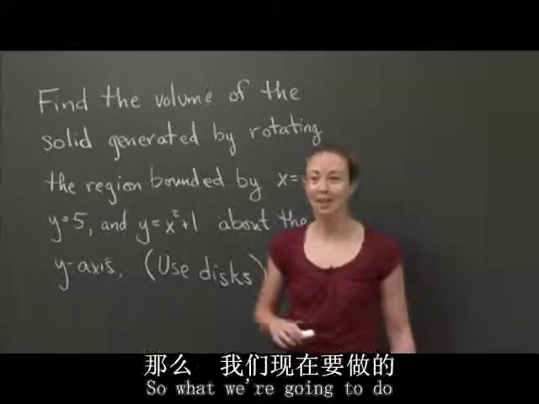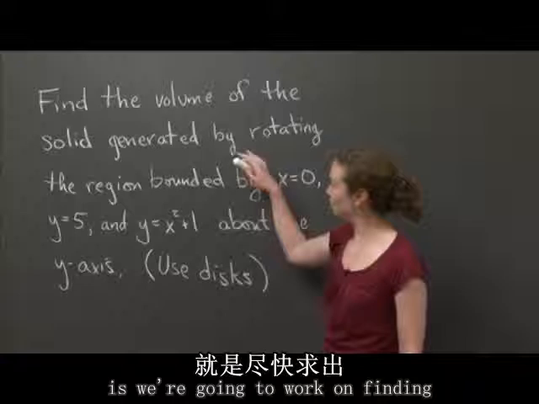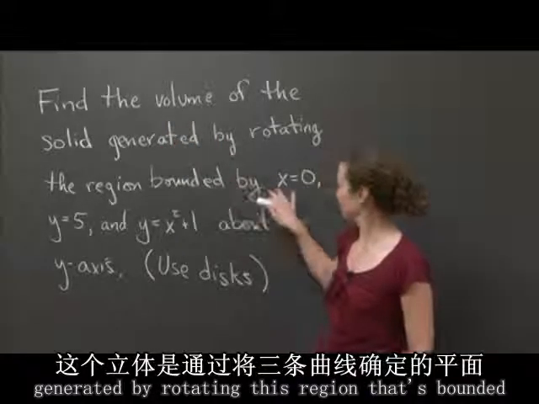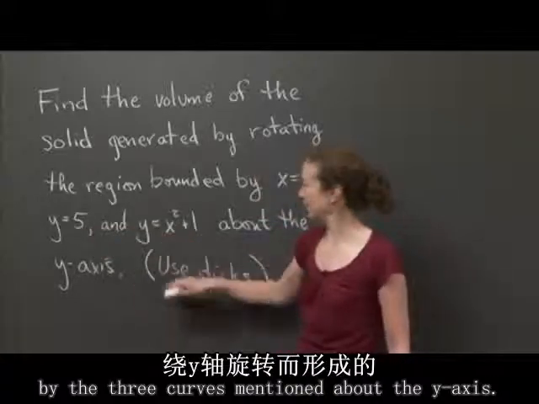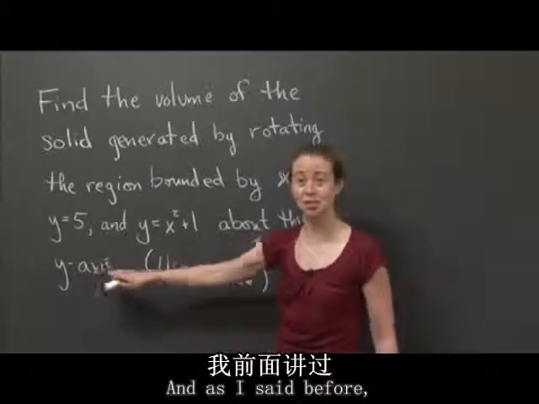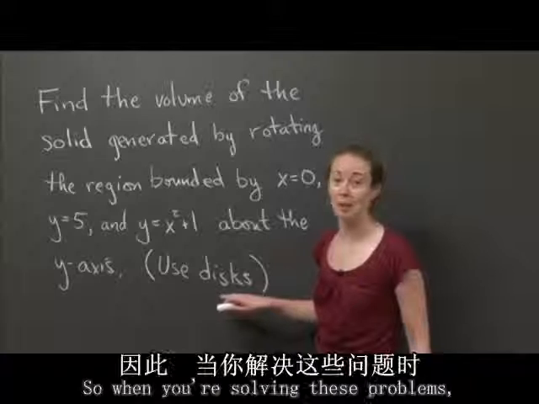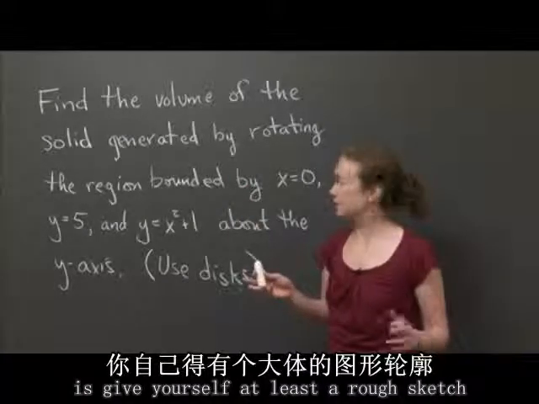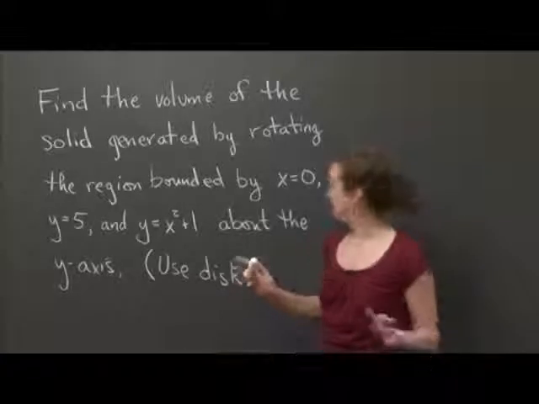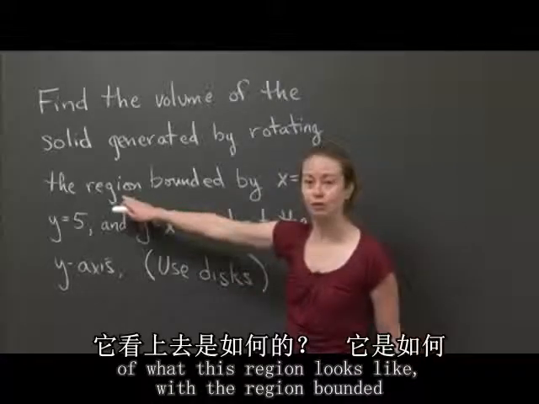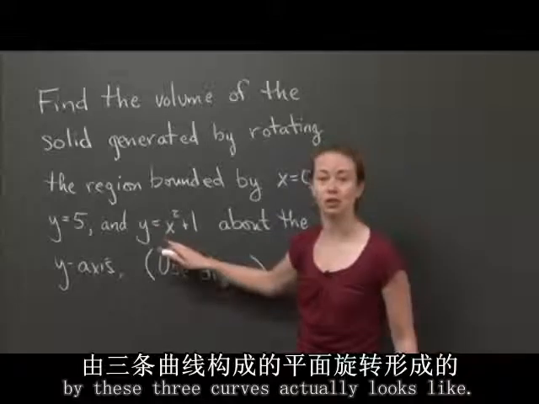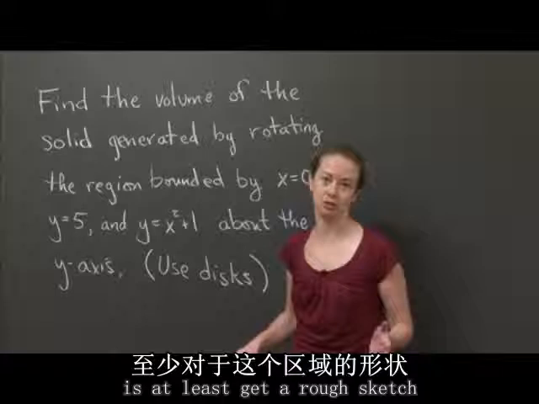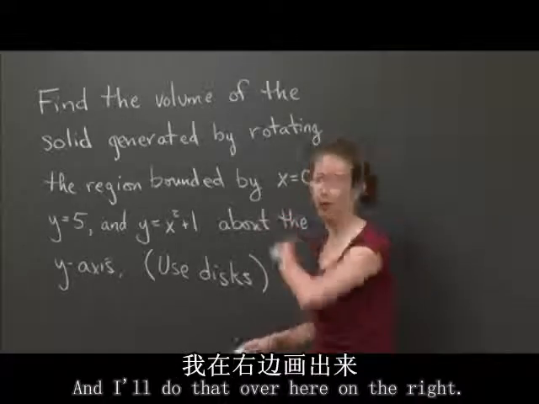Okay, welcome back. We're going to find the volume of the solid generated by rotating this region bounded by these three curves about the y-axis, and as I said before, we're going to use the disk method. When solving these problems, the first thing you want to do is give yourself at least a rough sketch of what the region bounded by these three curves looks like. I'll do that over here on the right.